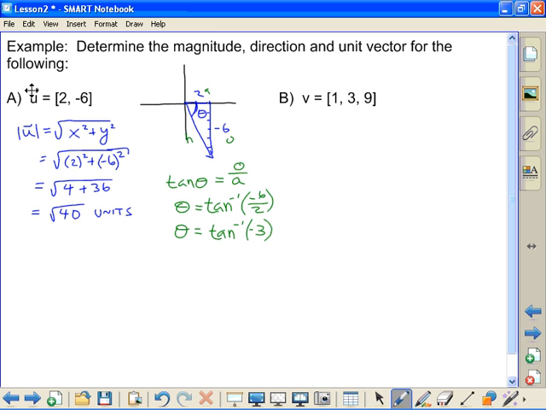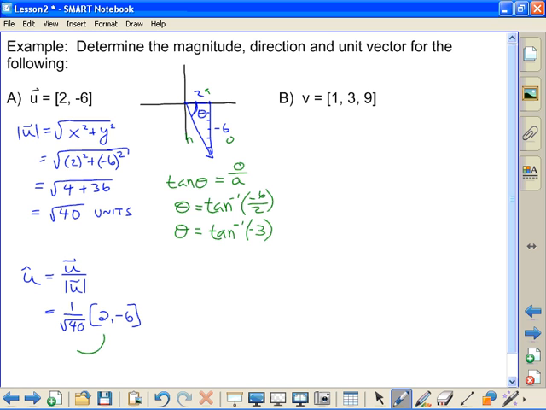And finally, the unit vector. The unit vector u is equal to the original vector divided by the magnitude of the vector. So 1 over root 40. So that's the 1 divided by the magnitude, and then multiplied by the original vector. So 1 over root 40, and it'd be 2, negative 6. All right, now the textbook distributes it in. Okay, I don't really care for you distributing it in. It's more work, and it's not going to gain you anything.